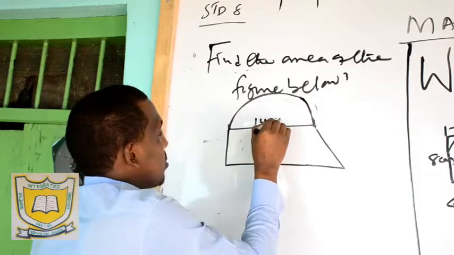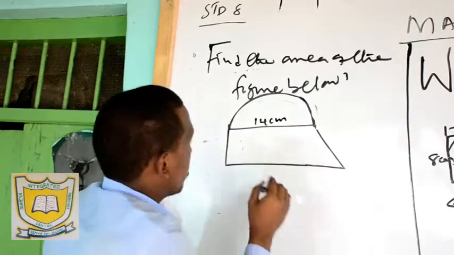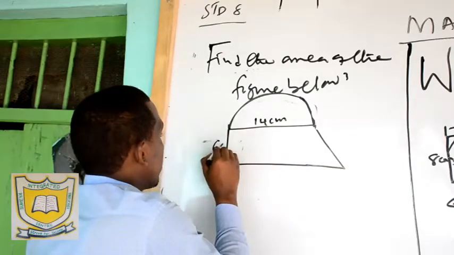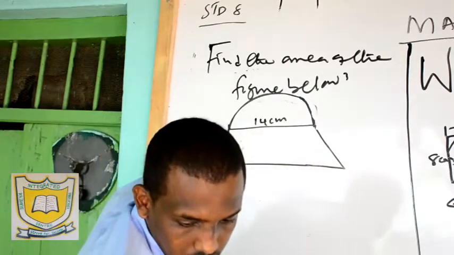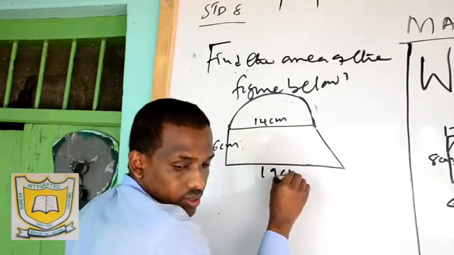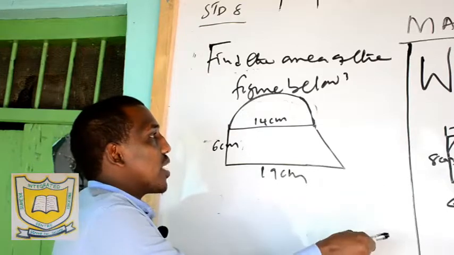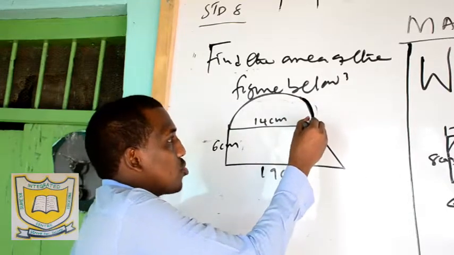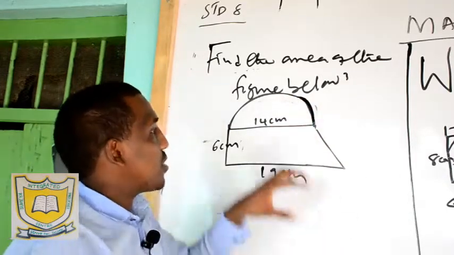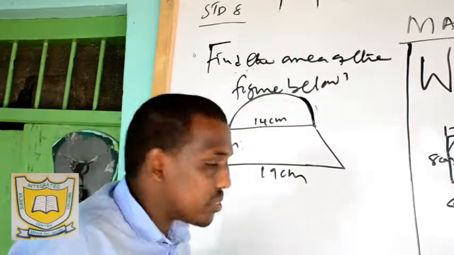Yes, 14 centimeter. Yeah, it's 6 centimeter. And here is 19 centimeter. They said find the area. We want to get the area of this figure now. Here we have a trapezium and, as the outer one, a semicircle.